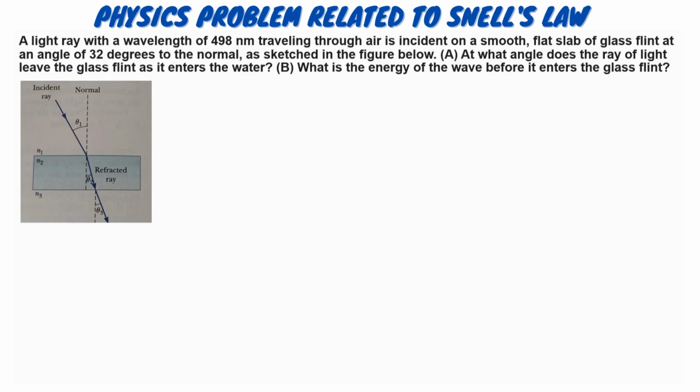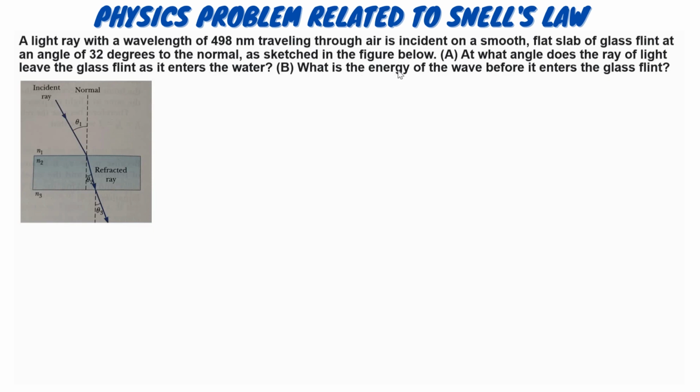Physics problem related to Snell's law. In the problem, a light ray with a wavelength of 498 nanometer traveling through air is incident on a smooth, flat slab of glass flint at an angle of 32 degrees to the normal, as sketched in the figure below. At what angle does the ray of light leave the glass flint as it enters the water?